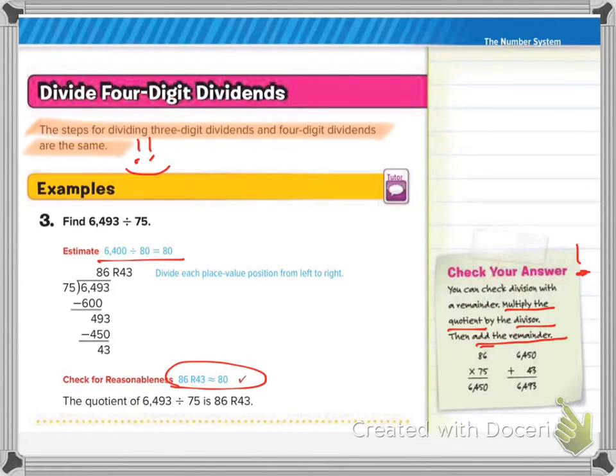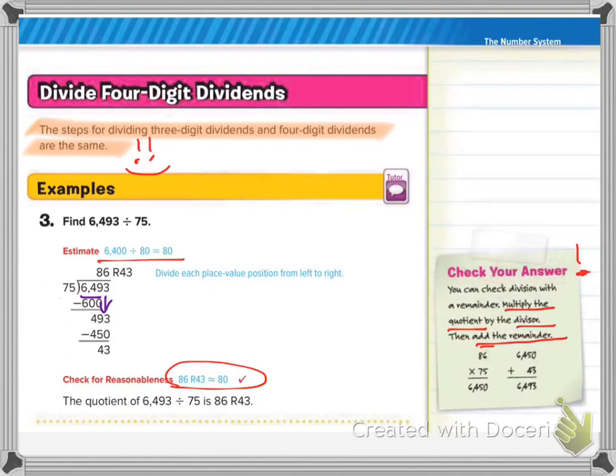Number 3, we have 6,493 divided by 75. Those are big numbers. You just have to guess and check how many times 75 can go into 649. That gave us 8, which was the answer of 600. When you subtract those two numbers, you have 49 left over. 75 students cannot fit into 49 desks, so we had to bring down that 3. 75 goes into 493 6 times.